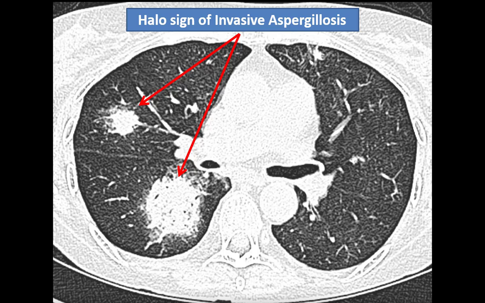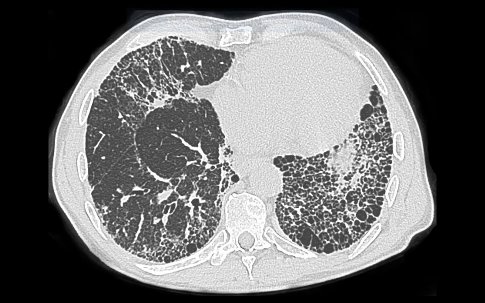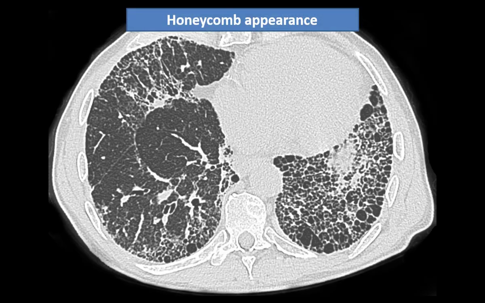And where do you see reverse halo sign? You see it in mucormycosis, where there is hyperdensity in the surrounding and little hypodense within the cavity. This is how a honeycomb appearance looks like, and where do you see it? In the interstitial lung disease.